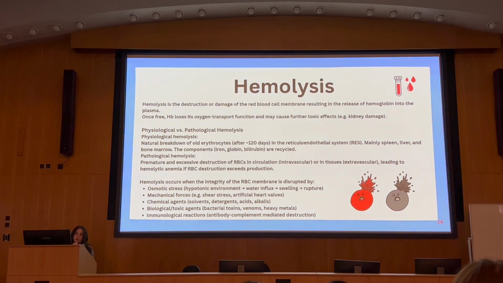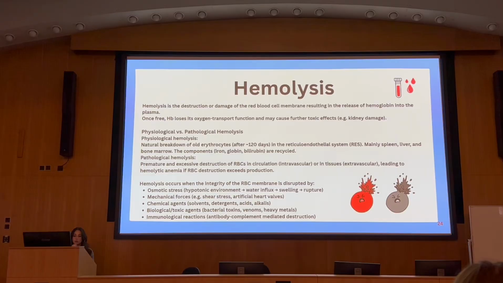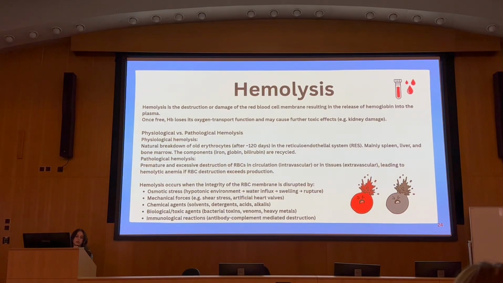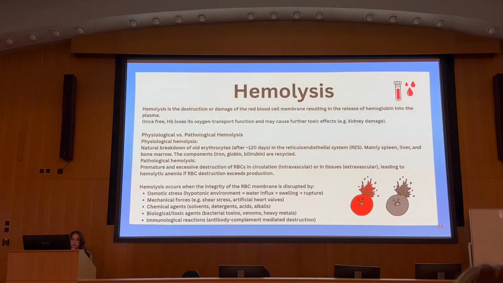Hemolysis can occur due to different reasons, but the main thing in common is they are all causing destruction to the red blood cell membrane. The different types are through osmotic stress, we're going to get into the details in the next slide, mechanical forces, chemical agents, biological and toxic agents, and then immunological reactions.